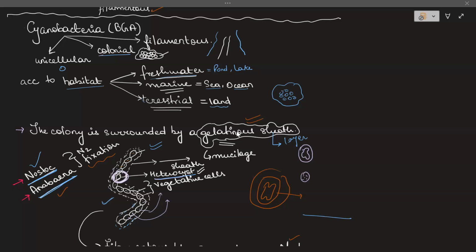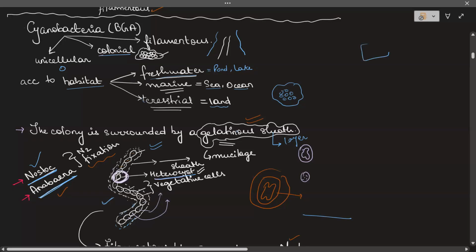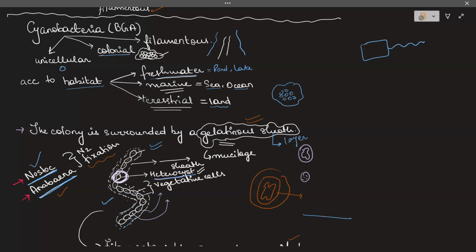See, flagella is an extension of the cell. For example, if this is a cell, there is an extension of the cell, which is known as flagella. It's a tail-like structure, and it helps the organism to move. Since bacteria are unicellular, it is just one cell. So this cell can move with the help of the flagella, a tail-like structure that helps in mobility and movement.